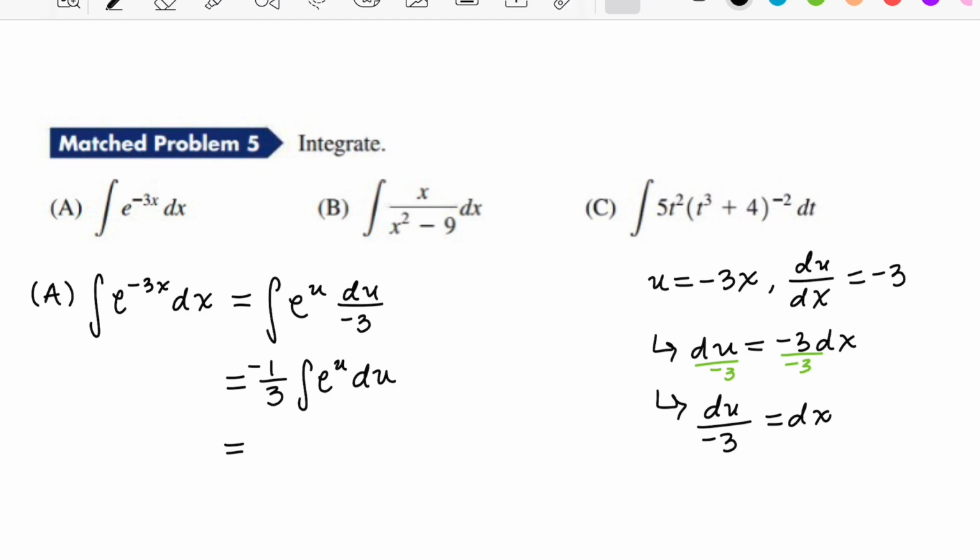Alright, now we can evaluate the integral like normal. So this is going to be e to the u plus c. And then we'll plug in our value for u back in. So minus 1/3 e to the minus 3x plus c.